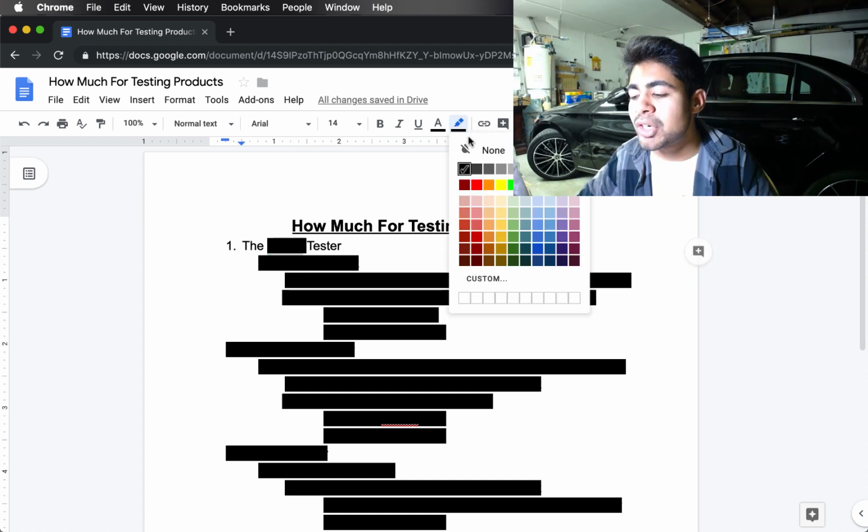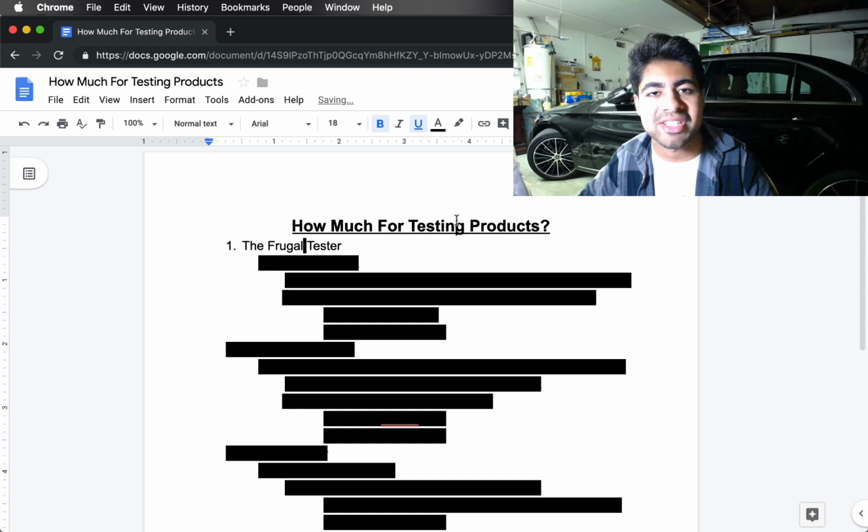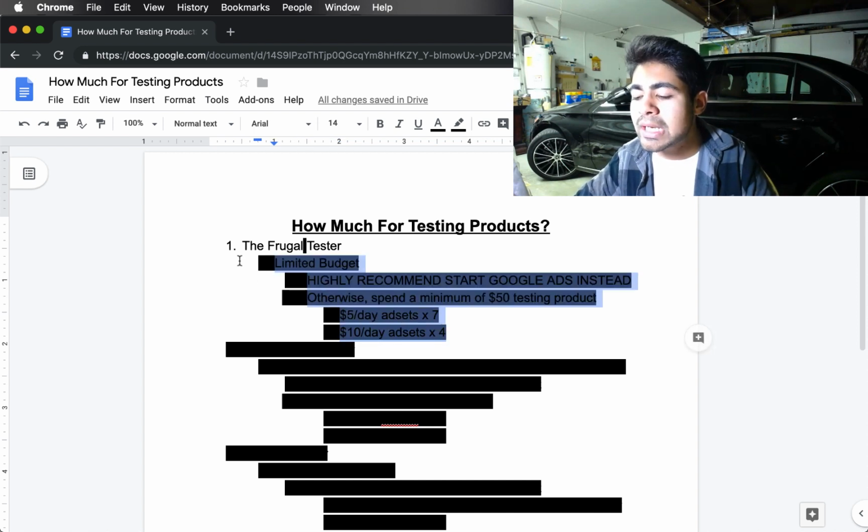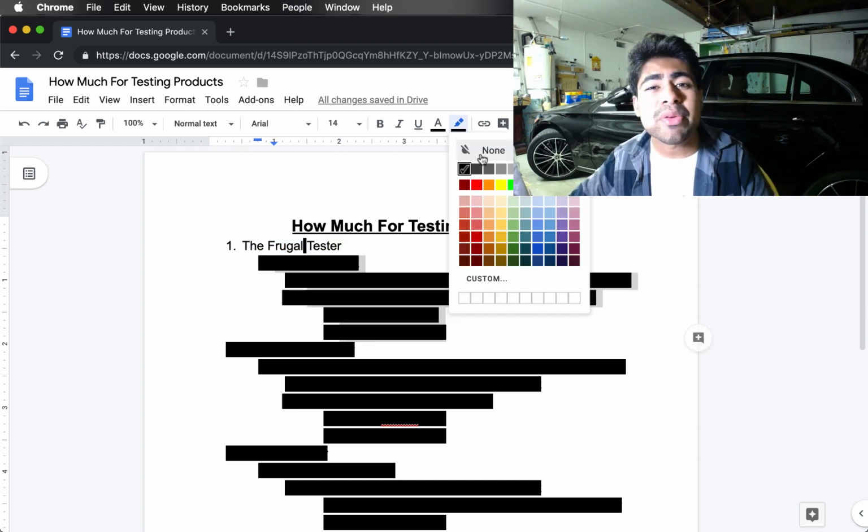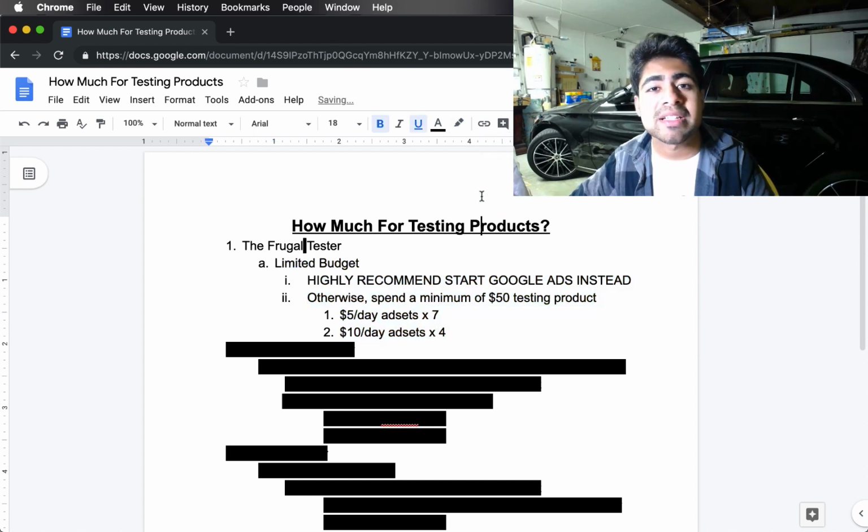The first tester I like to call the Frugal Tester. Now, what do I mean exactly by the Frugal Tester? Who qualifies under the Frugal Tester category? Well, just like the word itself, frugal, it's basically someone who likes to live within their means or someone who may be forced to live within their means just because they don't have as much of a budget as someone else.